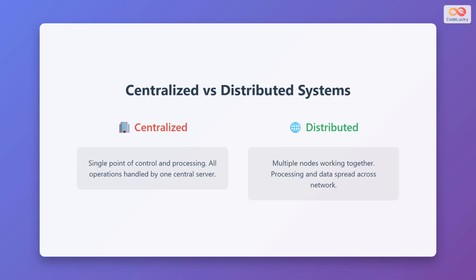Let's differentiate between centralized and distributed systems. In a centralized system, there is a single point of control and processing, meaning all operations are handled by one central server. In contrast, a distributed system involves multiple nodes working together, with processing and data spread across the network. This makes distributed systems more scalable and resilient.